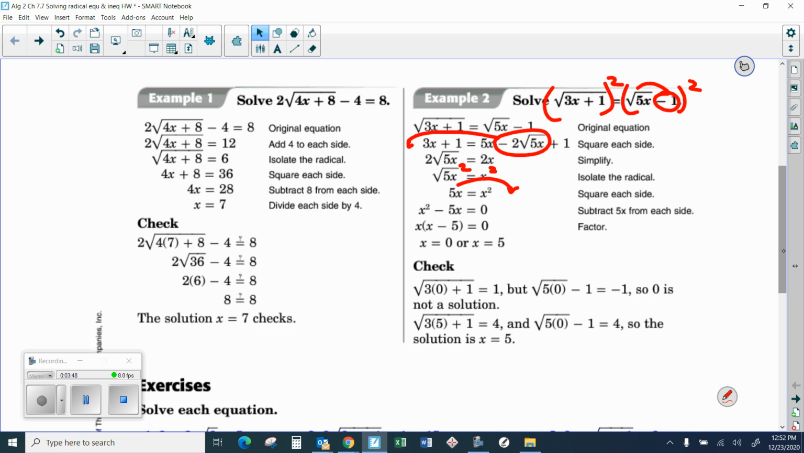Factor out the GCF, which is x. I'm left with x minus 5. Factor what's left inside the parentheses if possible. It's not possible. Now I set each factor equal to 0. So x equals 0 for that one, and x equals 5 for that factor. Remember, these are called factors.